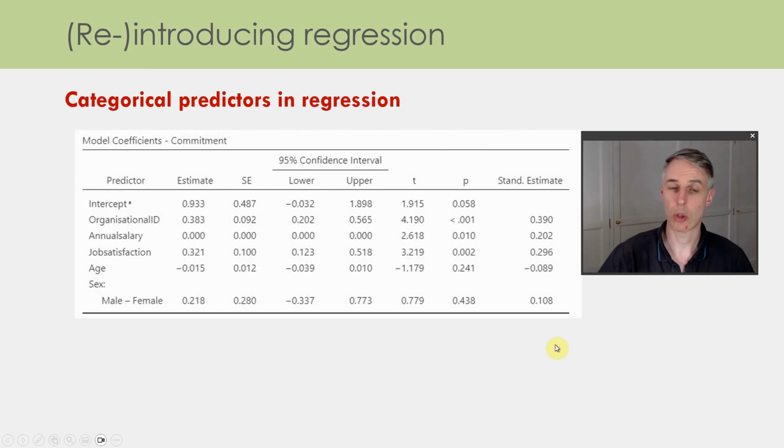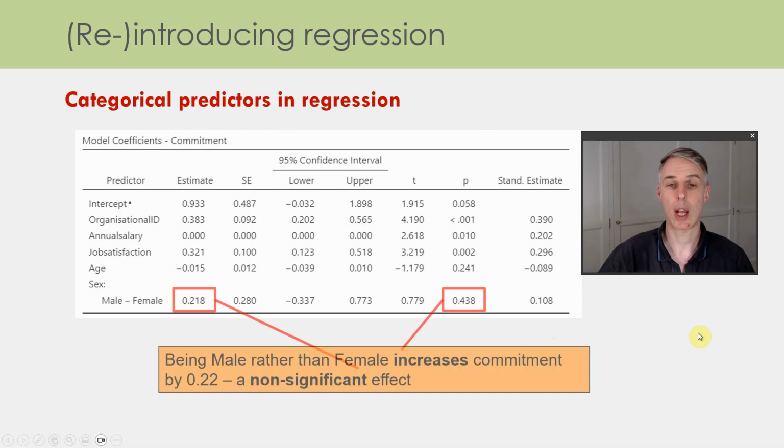Okay, just to put that in slightly more concrete terms, here is the outcome of the multiple regression that we ran last time round. The coefficient is 0.22, and because of the way it was coded, female is the reference category, coded as 1, male is the comparison category of 2. So the coefficient therefore means that being male rather than female is associated with an increase in commitment of 0.22 units. And that happened to be a non-significant effect. So that effect of being male rather than female on commitment is non-significant.